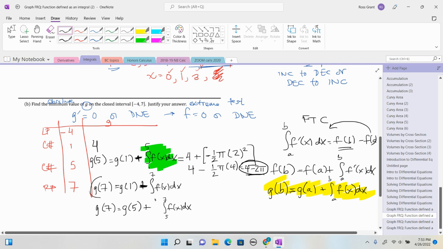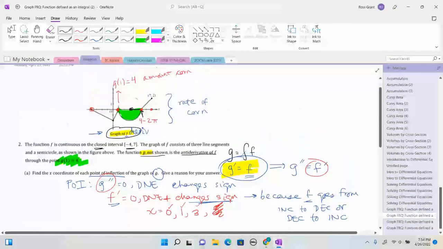I'm going to go ahead and do this one. Like I said, it really doesn't matter which one you do, but I'm going to do this one right here. Okay, so I'm going to take g of 1. I started with 4. And I'm going to add on everything that accumulated from 1 to 7. So area under the curve from 1 to 7.